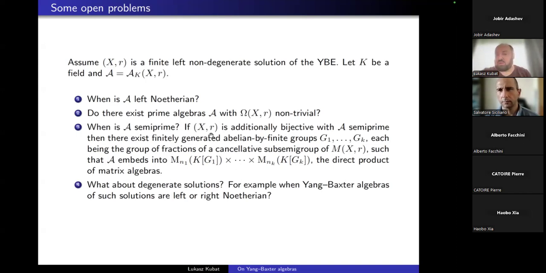knowing that we deal with a solution such that the corresponding algebra is semi-prime, we previously proved that our algebra has a faithful representation in a finite product of matrices with coefficients in group algebras, and these groups are very nice. They can be built as groups of fractions of certain cancellative subsemigroups of the structure monoid, and these groups also have some nice extra properties. So knowing the necessary and sufficient conditions for semi-primeness allows us to find faithful representations in finite matrices.